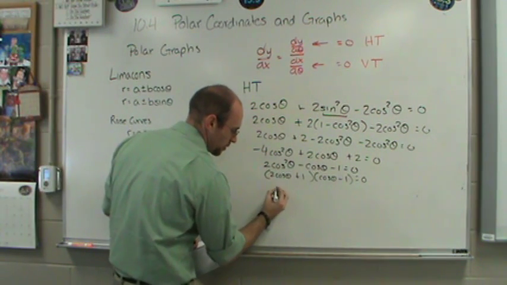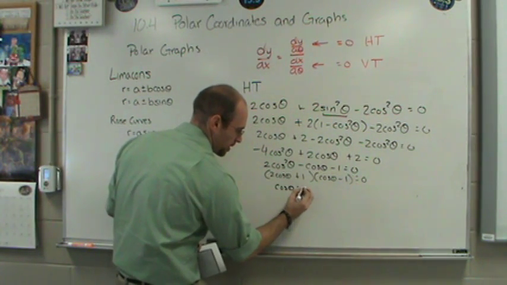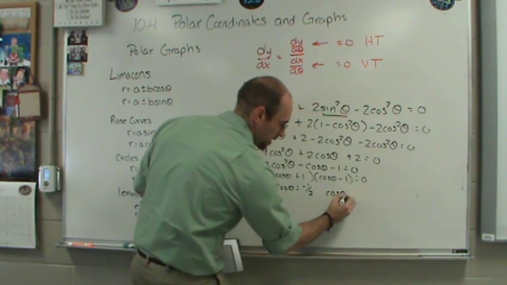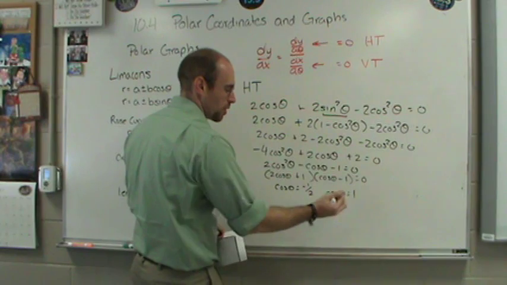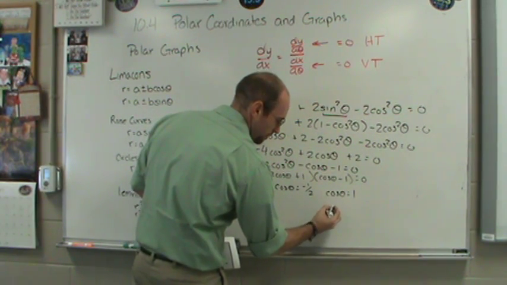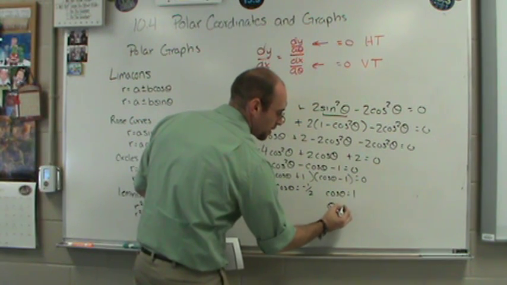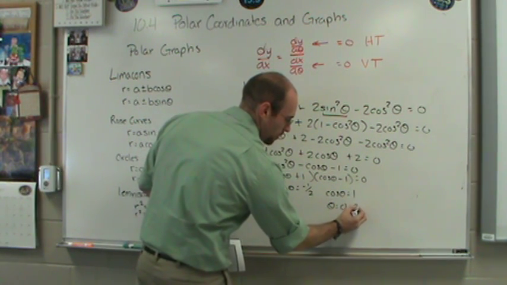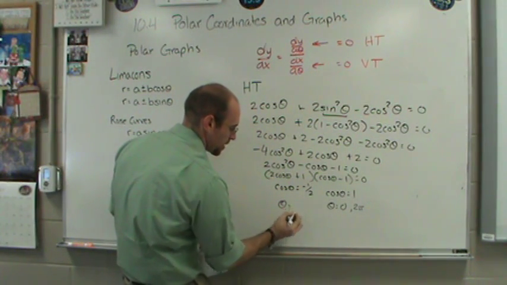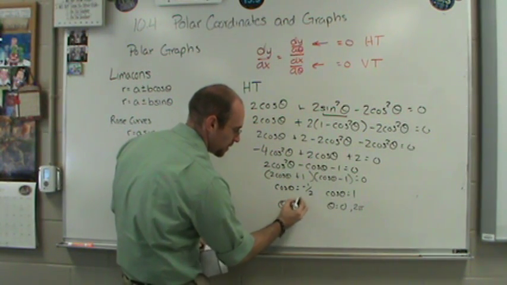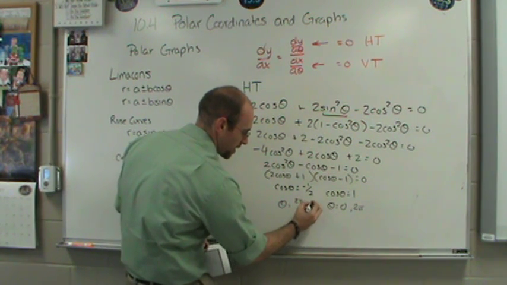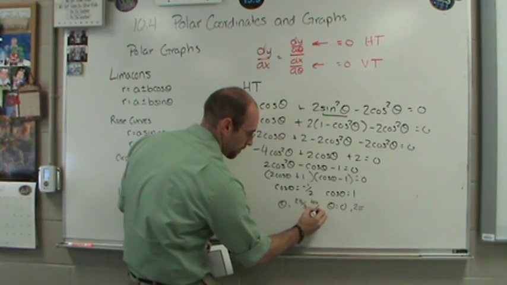This one, we're looking for where cosine of theta equals negative 1/2. And this one, we're going to look for where cosine of theta equals 1. And so cosine of theta is equal to 1 at 0 and 2 pi. And here, theta is going to be, for negative 1/2, 2 pi over 3 and 4 pi over 3.